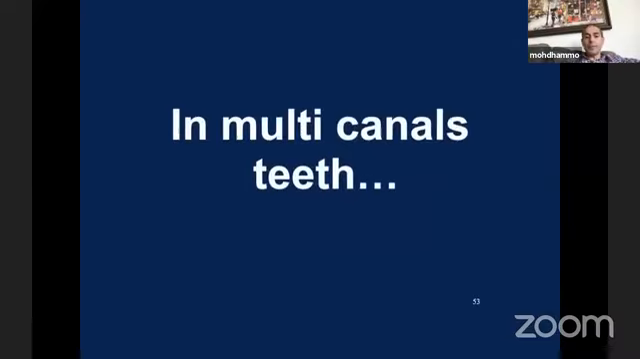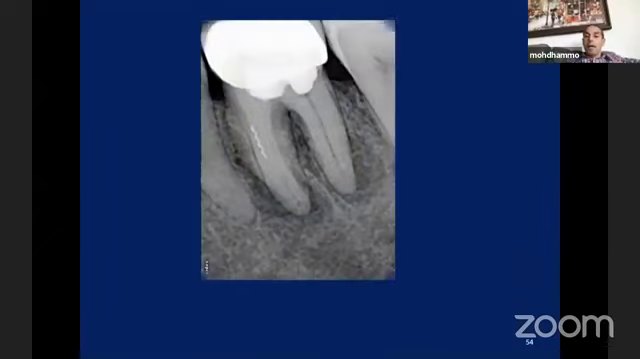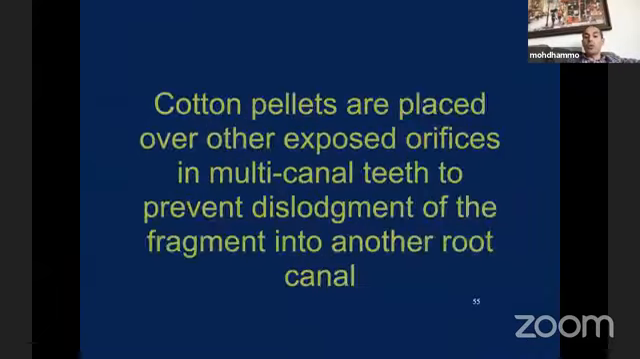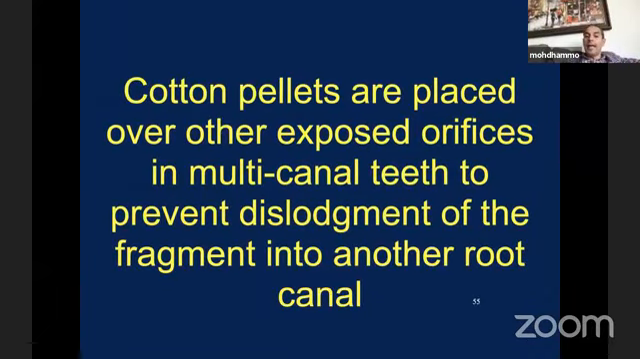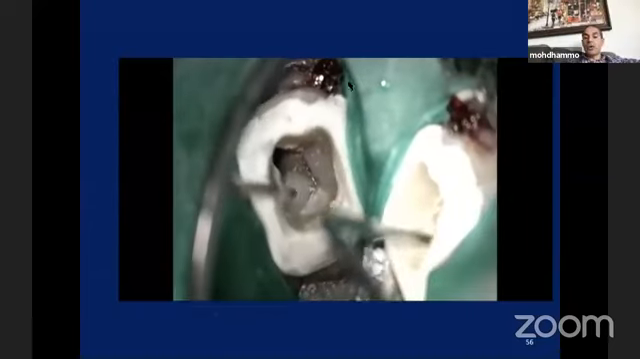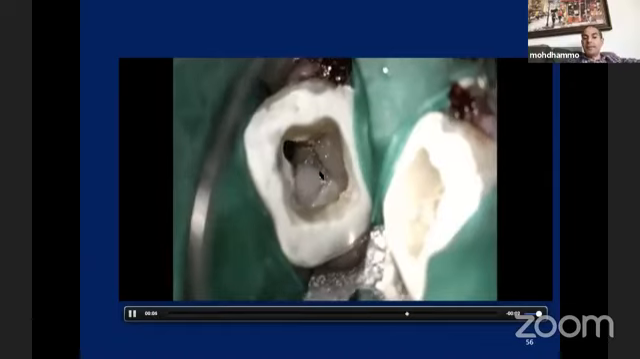and shaping. But remember, in multi-canals like molar, because there is a possibility of this file to be removed, we have to protect the other canals and prevent this fragment from entering the other canal. So what to do? I will place a cotton pellet inside the exposed orifices in multi-canal. So here, we will place a cotton pellet inside.